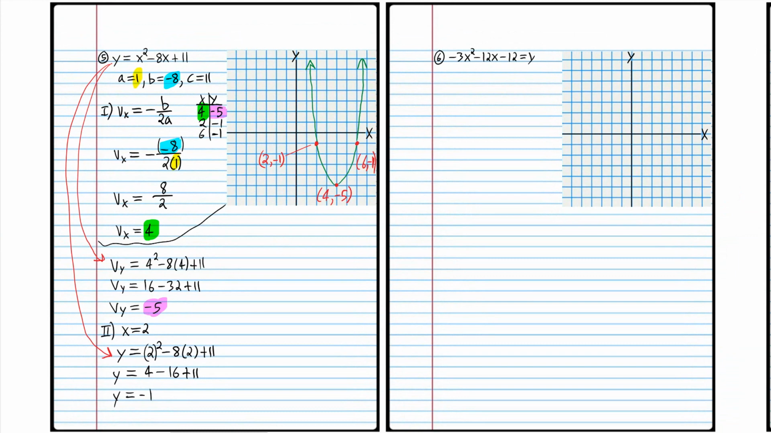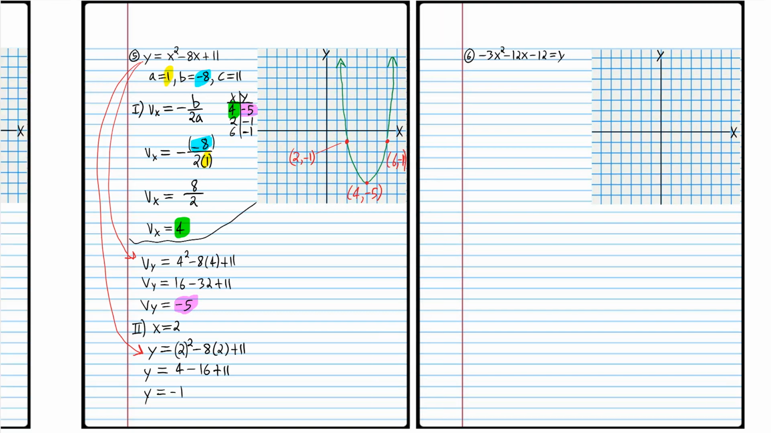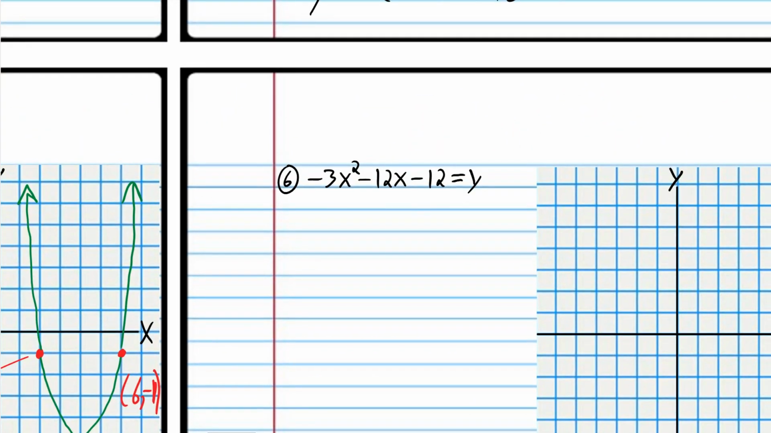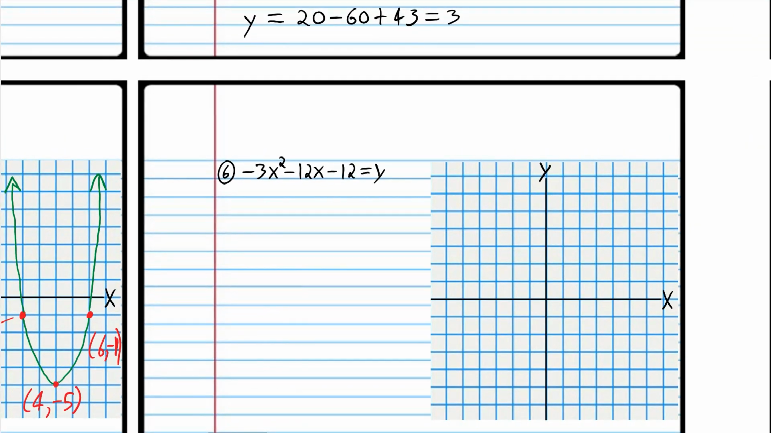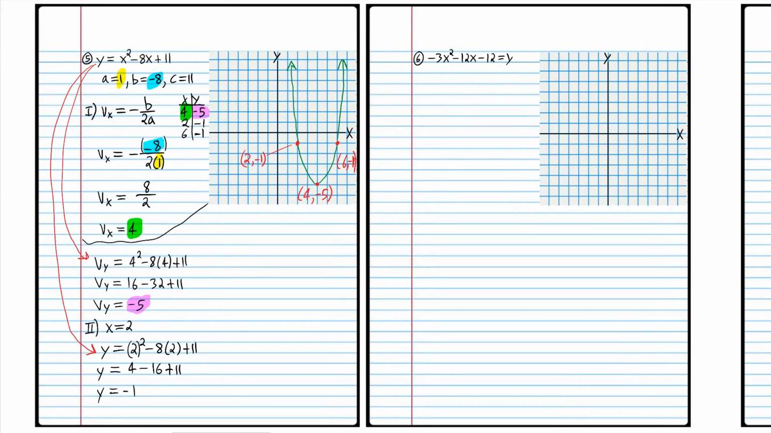Okay, on to number 6. I want you to try one more of these. Now, in this particular problem here, notice that the coefficient of x squared is negative. So that means that the parabola is going to open downwards. So just be aware of that. So go ahead and try number 6, and when you come back, we'll do it together.